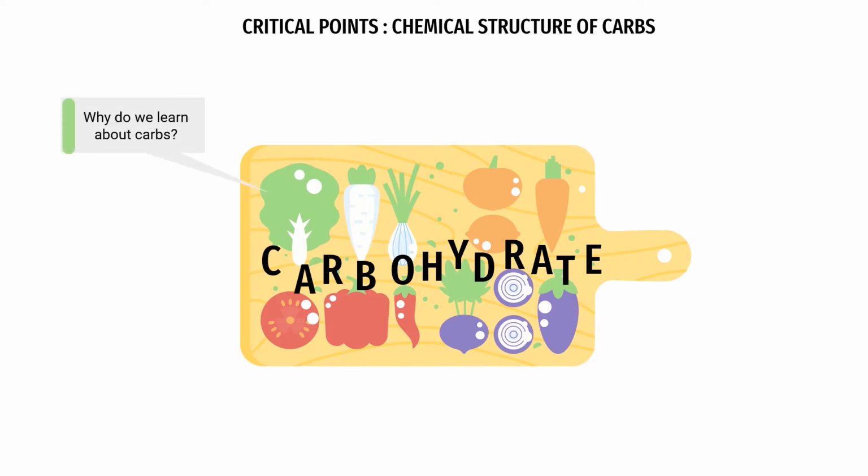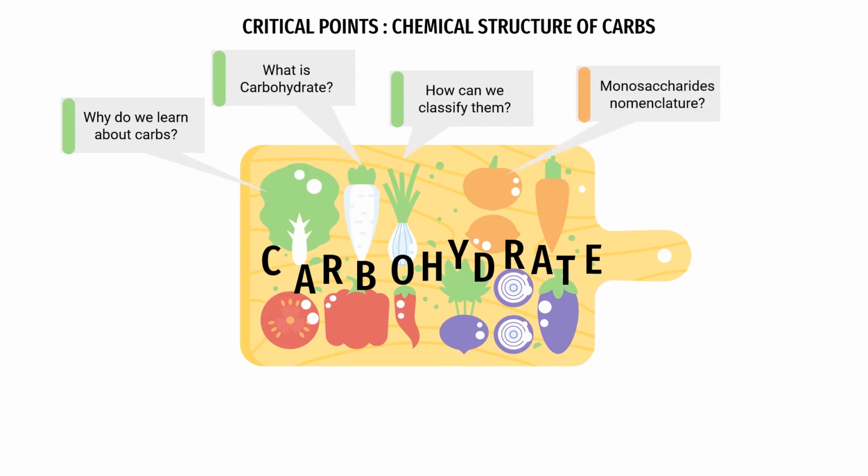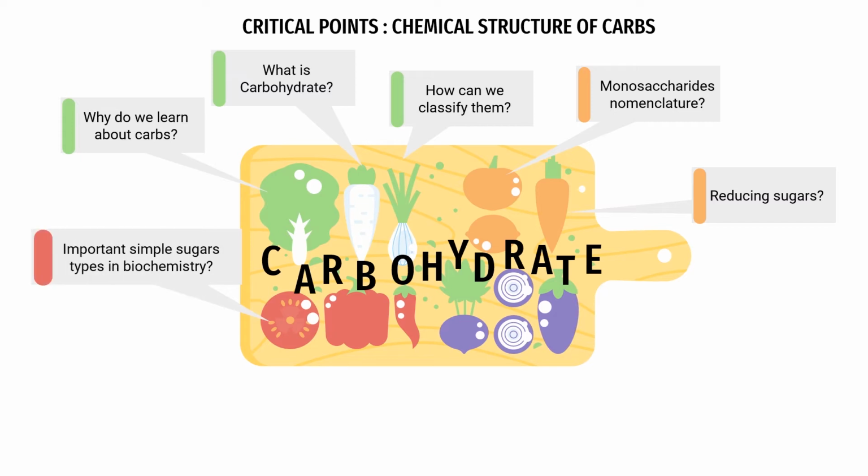2. So what is carbohydrate? 3. How can we classify carbohydrate based on degree of polymerization? 4. What are the nomenclature of monosaccharides? 5. What are reducing sugars? 6. Can you mention several types of simple sugars that are important in food biochemistry?